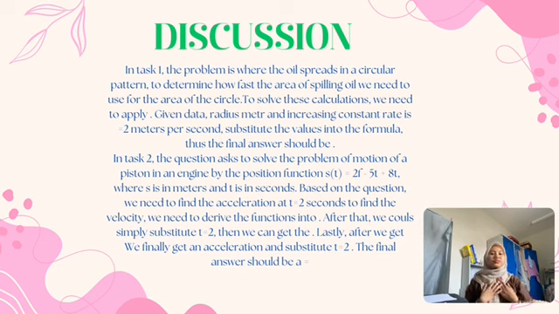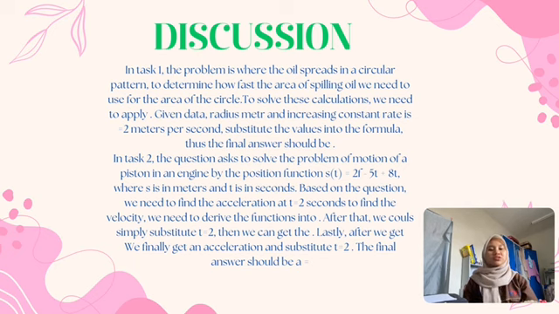My name is Nadia Nurdamia binti Malik. I'm going to talk about the discussion. In task 1, the problem is where the oil spreads in a circular pattern. To determine how fast the area of the spilling oil grows, we need to use the area of the circle. Given the radius in meters and increasing at a constant rate of 2 meters per second, we substitute the values into the formula, thus we get the final answer.